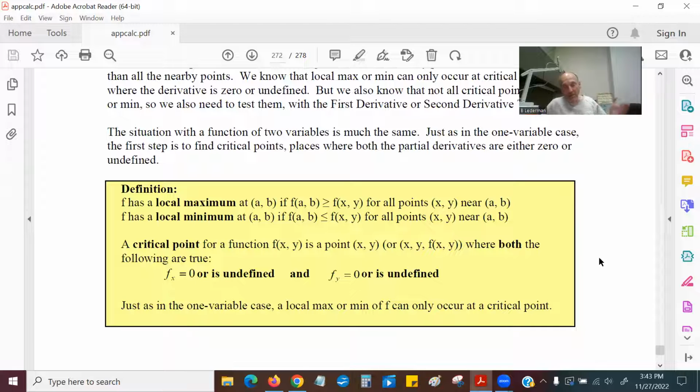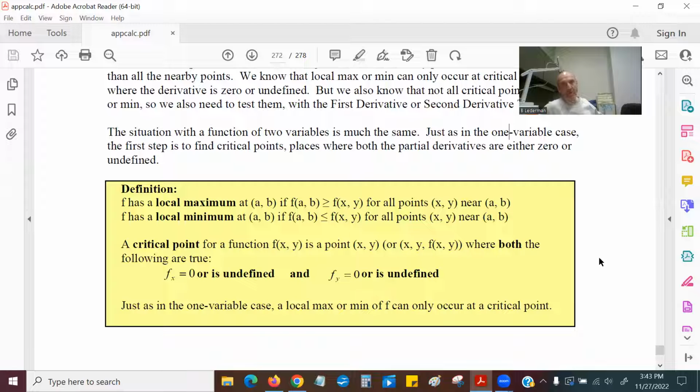Just like a regular function, you put in one variable, it spits out a number. Here you put in two variables, it spits out a number. So if that number is greater than all the other numbers, for all the points that are near (a, b), then (a, b) is a local max.